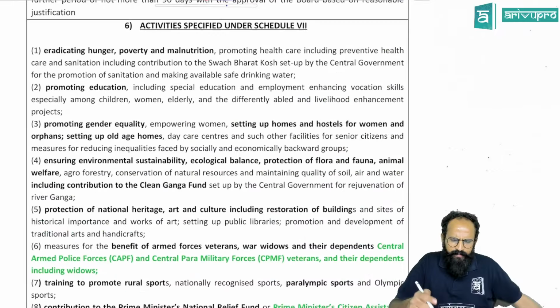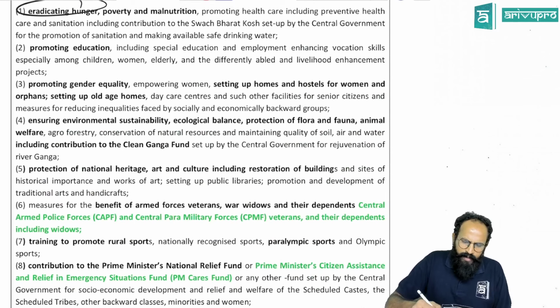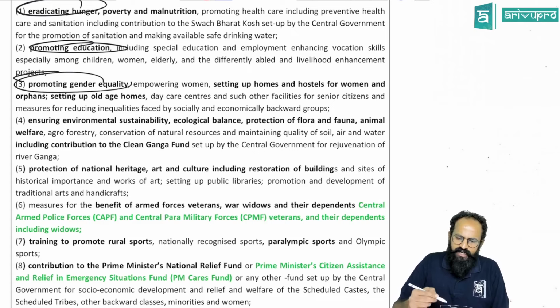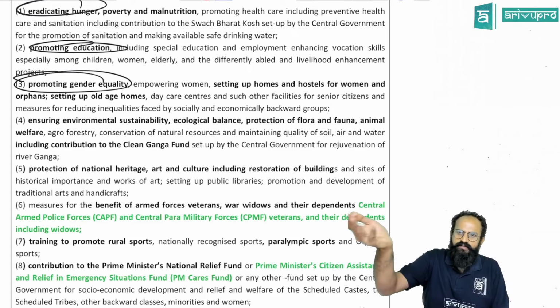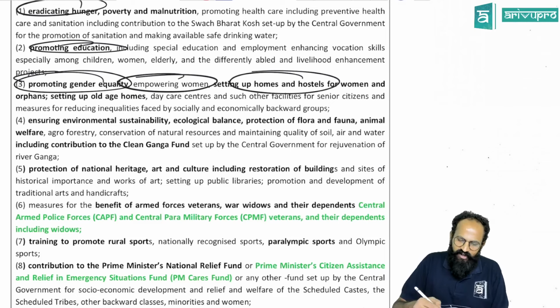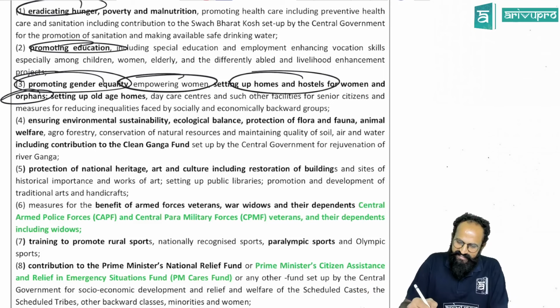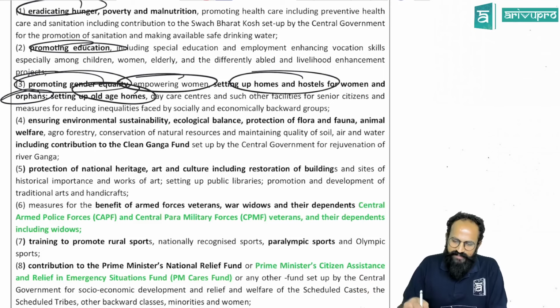What else, sir? See, what is the big list, people? Eradicating hunger, poverty, malnutrition and all. And promoting education, women empowerment. Promoting gender equality. Men should be promoted, it seems. Empowering women. Setting up homes and hostels for women and orphans. Why not us? They are telling gender equality, nowhere are men there. What nonsense, I say. Setting up old age homes.